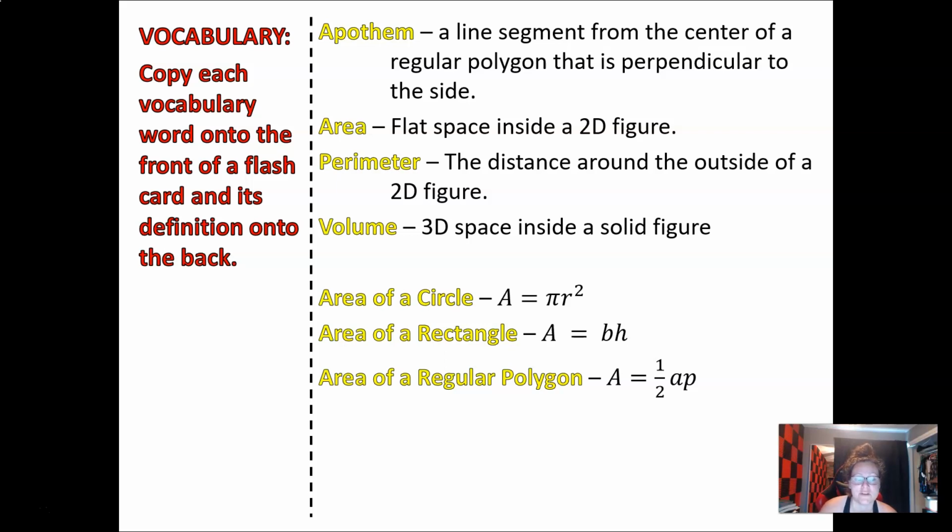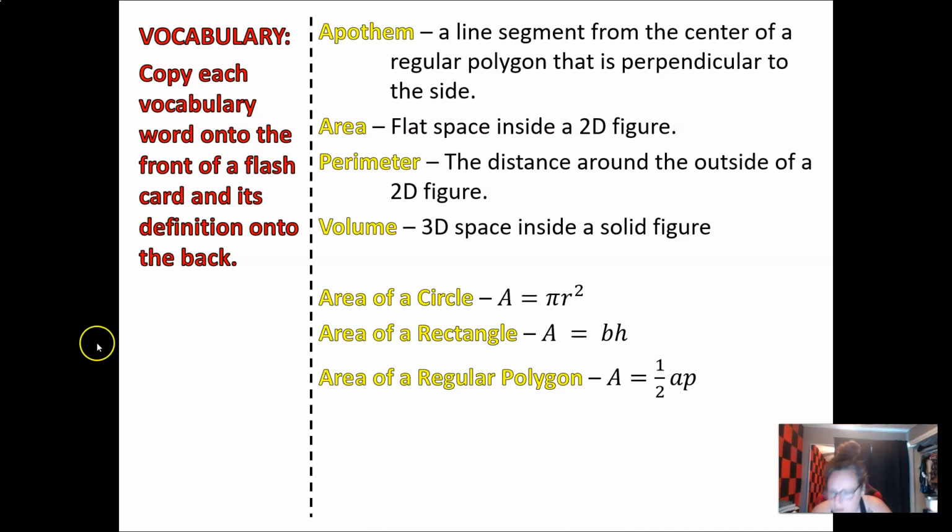Area, perimeter, and volume. Hopefully we've kind of learned this back in the day. Area is two-dimensional space. Perimeter is the distance around the outside of that two-dimensional figure. And then volume, if you had a three-dimensional figure, is all the space inside.